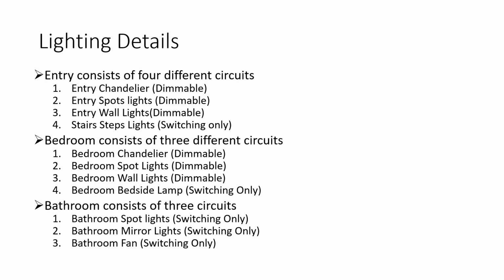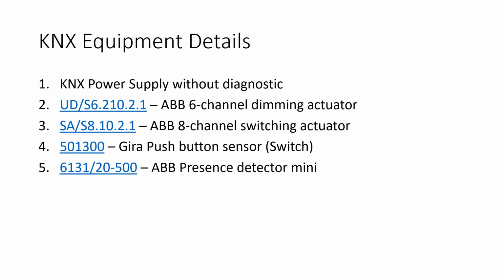I'm going to create a program and tell you what will be the best way to program these. For the demo, we are using the ABB Universal Dimmer UD/S 6.210.2.1, and an ABB 8-channel switch actuator. They have released a newer one as well; there are quite a few different types. And I'm using the Gira push sensor 4. These are the latest switches from Gira.